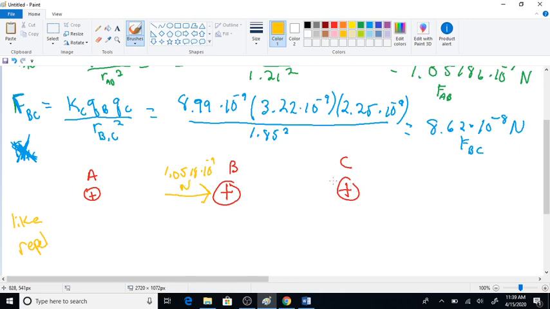Well, what is C doing to B? Well, like charges again, but C is pushing B to the left. Okay, and how much? 8.62 times 10 to the minus 8 newtons. So there it is. There's our free body diagram. So what's our net force? Are these helping each other or hurting each other?